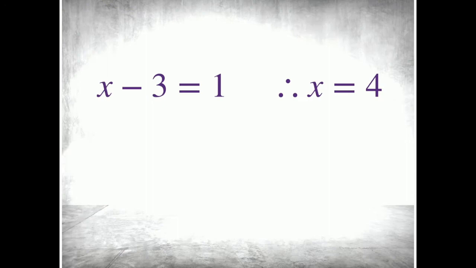Equations are easy. Take x minus 3 equals 1. There's only one value, x equals 4, that fits. Any other x value doesn't fit. This differs from an identity.